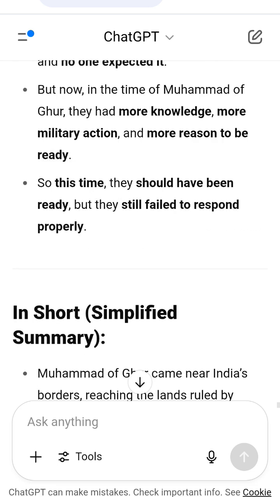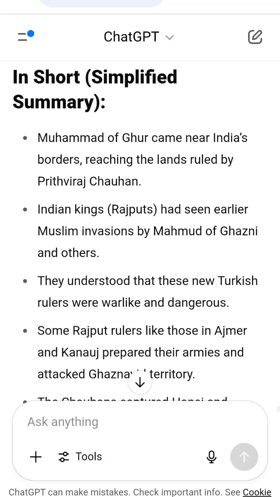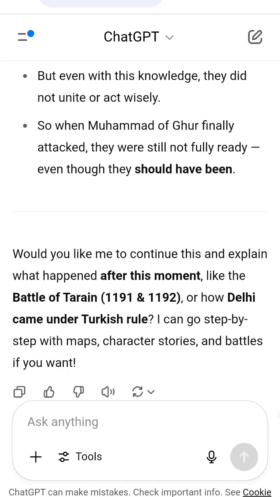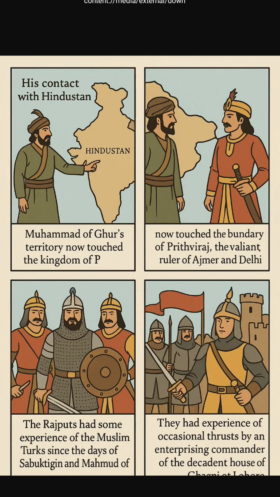In short, a simplified summary. Muhammad of Ghur came near India's borders, reaching the lands ruled by Prithviraj Chauhan. Indian kings, Rajputs, had seen earlier Muslim invasions by Mahmud of Ghazni and others. They understood that these new Turkish rulers were warlike and dangerous. Some Rajput rulers, like those in Ajmer and Kanauj, prepared and attacked Ghaznavid territory. The Chauhans captured Hansi and Bathinda, important military victories.